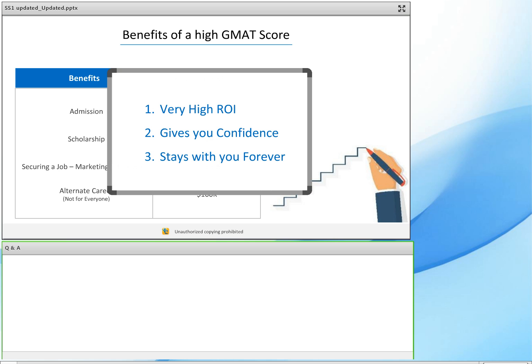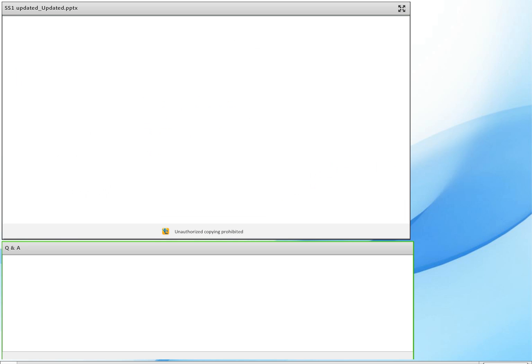So overall, a high GMAT score is a super high return on investment. It gives you confidence wherever you go. And even though it's valid for just 5 years, it stays with you forever. If I were to put my resume out today, I'd still have my GMAT score on it.